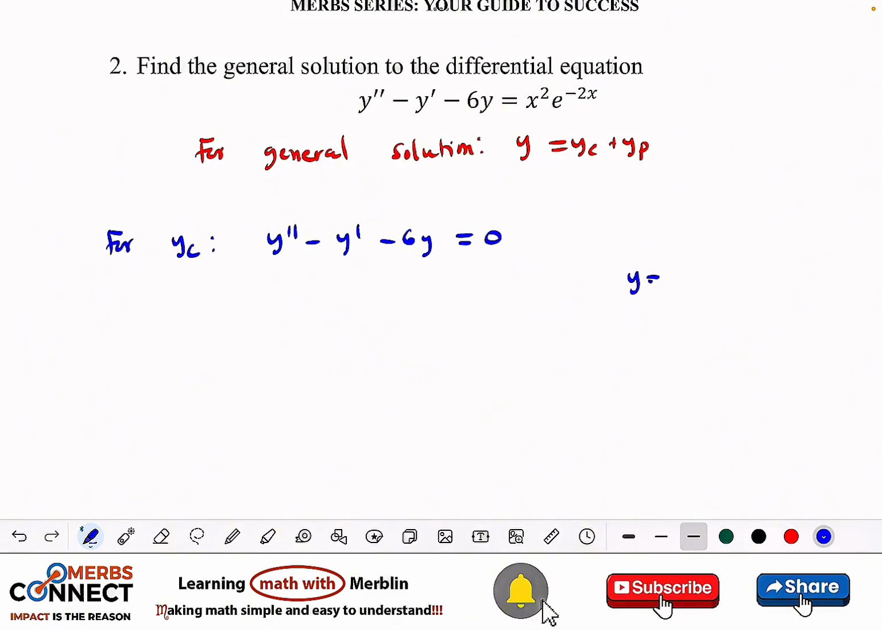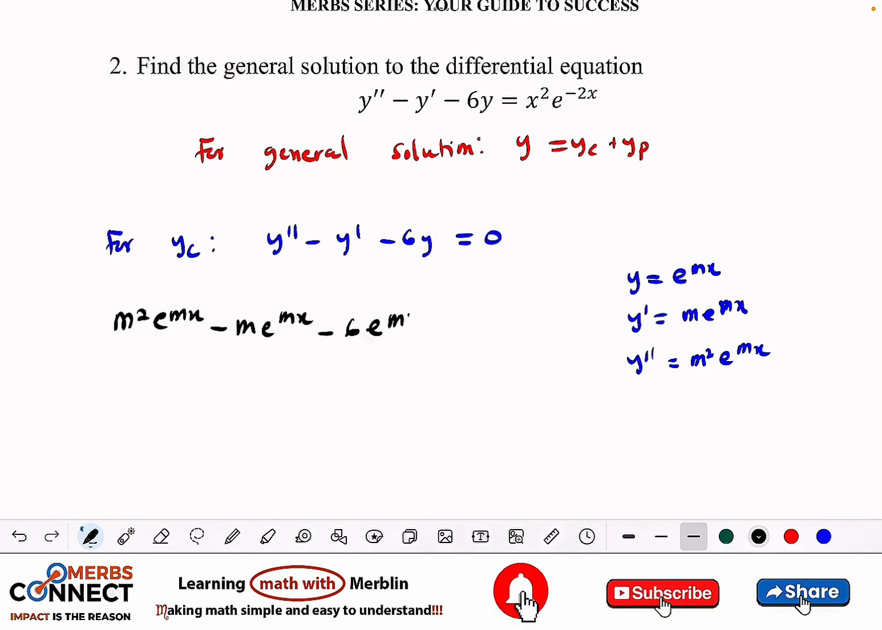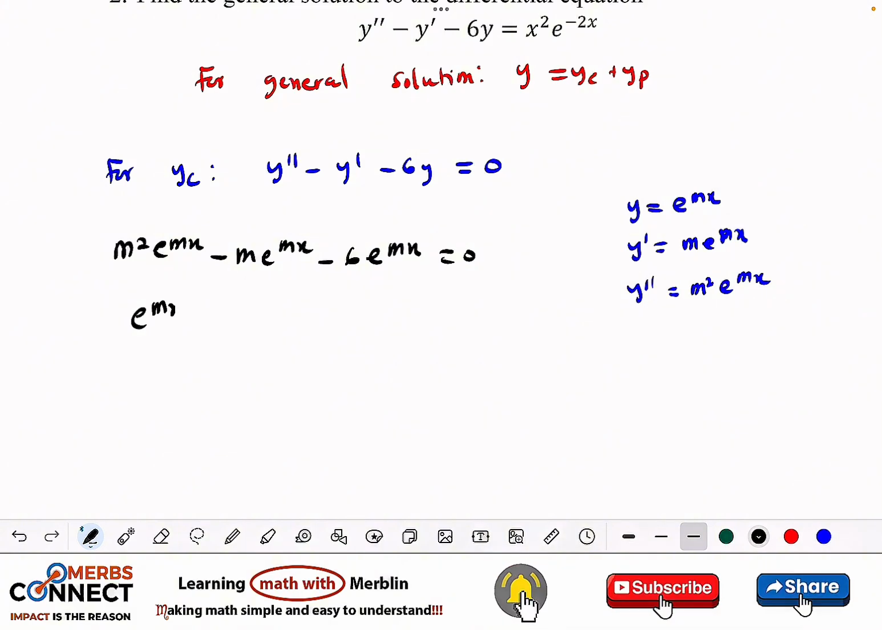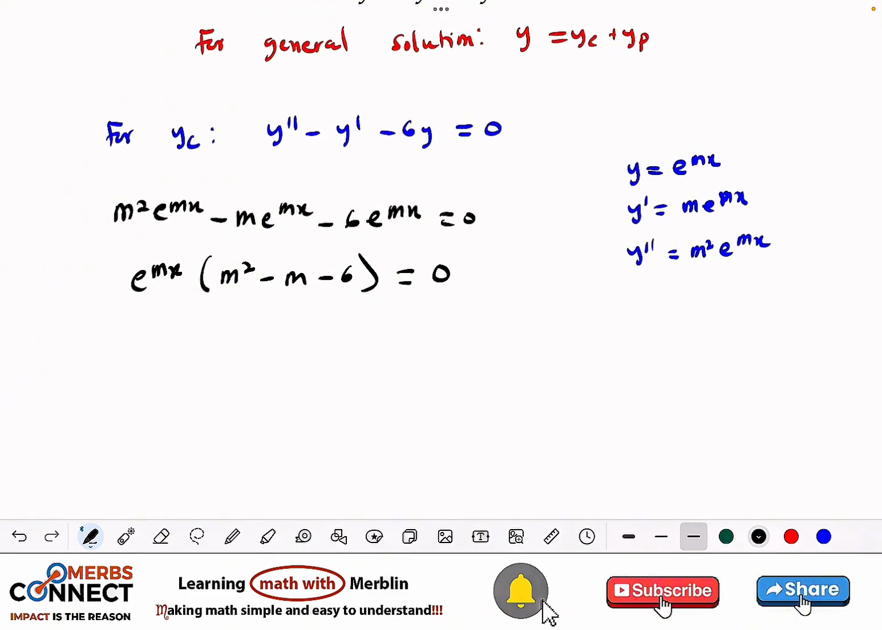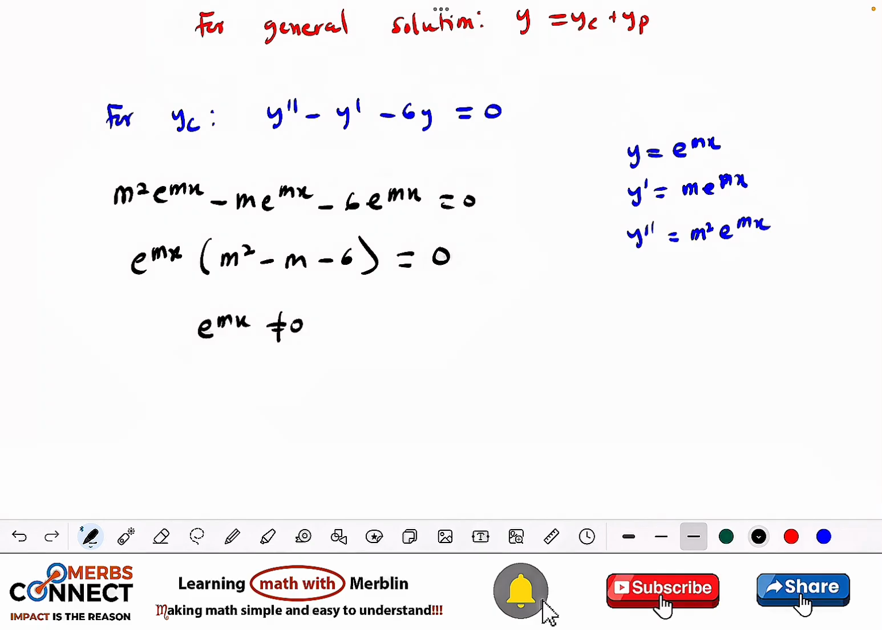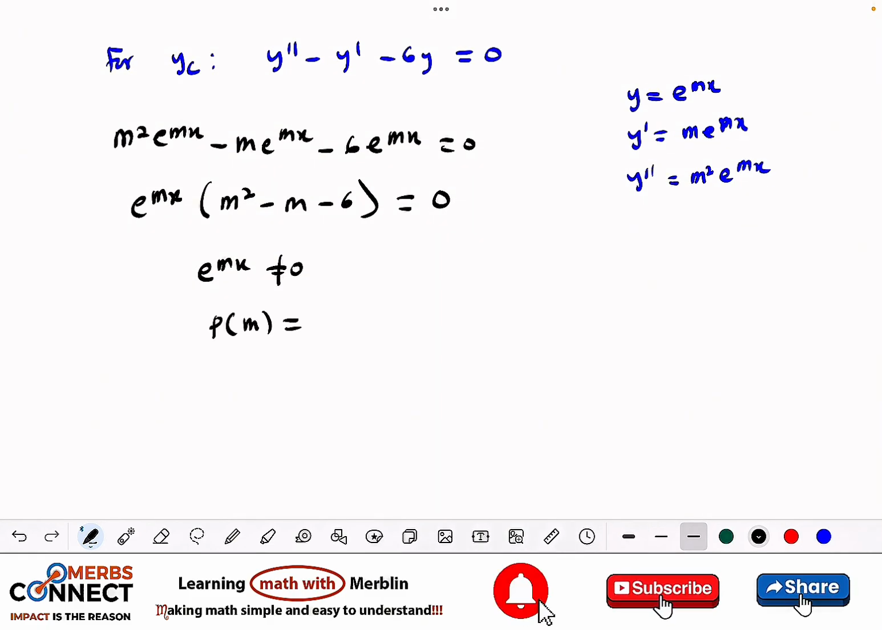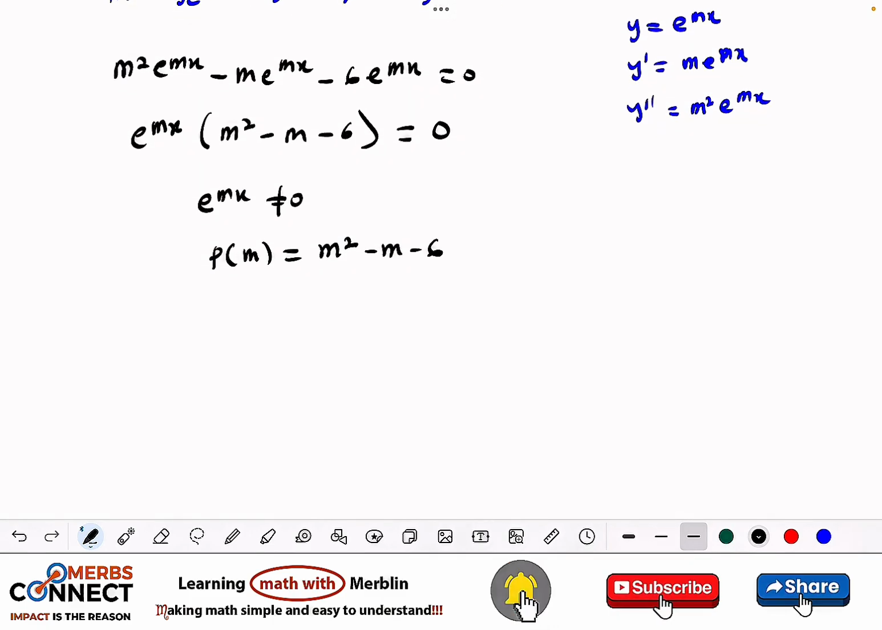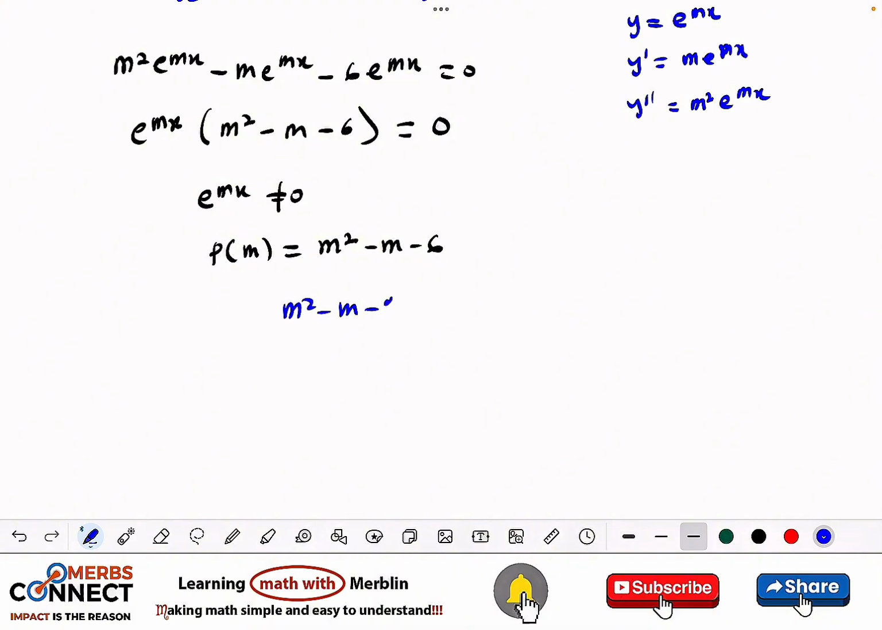We are going to assume that y is equal to e to the power mx, y' is equal to m e to the power mx, and then y'' is equal to m squared e to the power mx. So guess what is going to happen here? We do substitution, we get m squared e to the power mx minus m e to the power mx minus 6 e to the power mx equal to 0. Factor e to the power mx out: m squared minus m minus 6, and this is going to be 0. We set e to the power mx not equal to 0, so the characteristic polynomial is m squared minus m minus 6, and we set this to 0 so that we can find the roots.